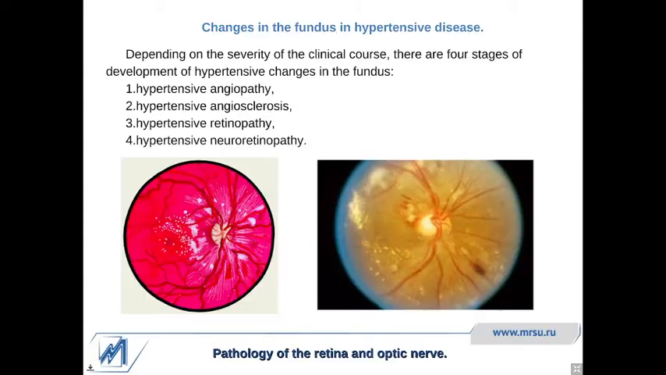And we start the clinical features with the first disease. It is hypertensive disease, and there are different changes in the fundus in this disease. Depending on the severity of the clinical course, there are four stages of development of hypertensive changes in the fundus. The first stage is hypertensive angiopathy. The second, angiosclerosis. The third, retinopathy. And the fourth, hypertensive neuroretinopathy. And one by one, we will describe them.